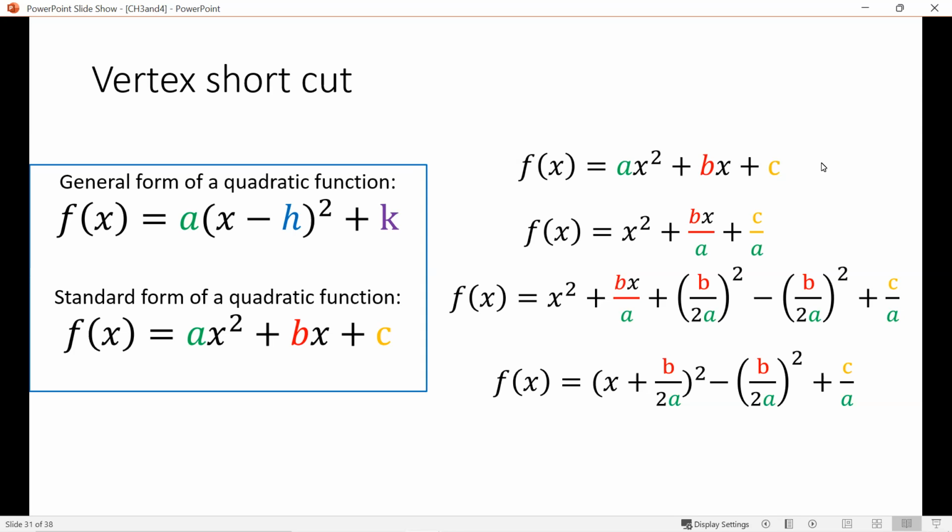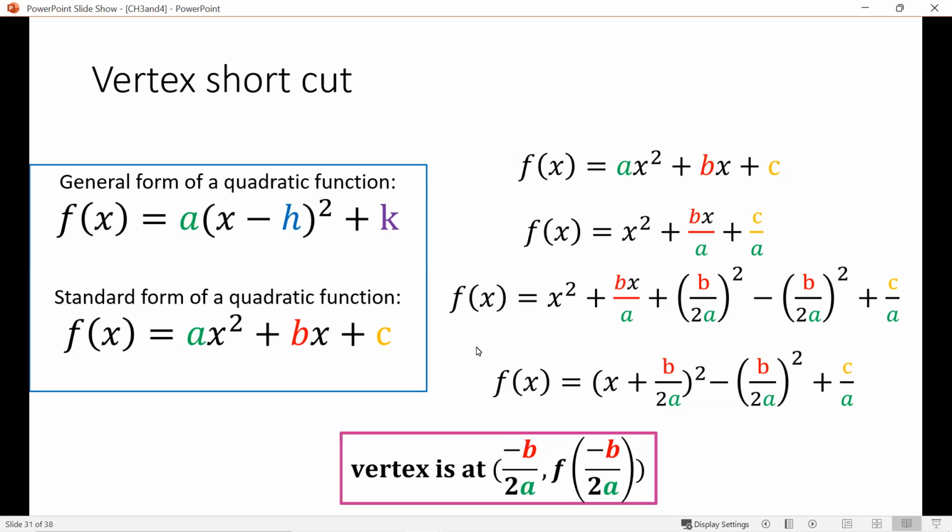And when I am done with that, I see that the x coordinate of our vertex is -b over 2a. So if you want, you can always find the x coordinate of your vertex by just saying -b over 2 times a. The x coordinate of a vertex is -b over 2 times a.